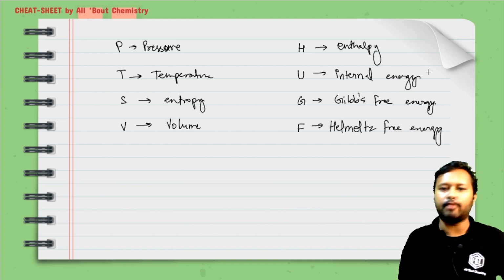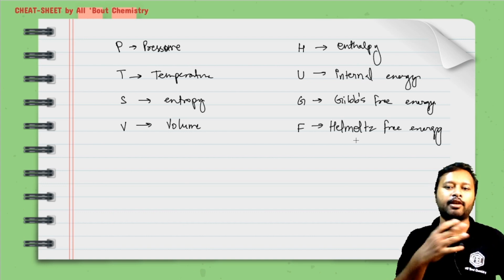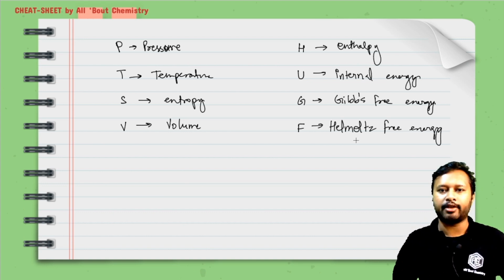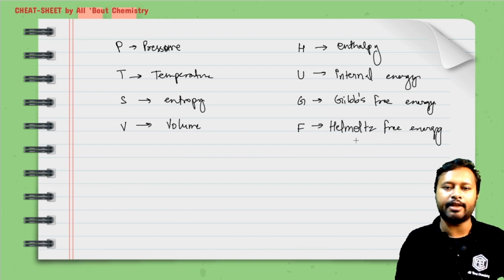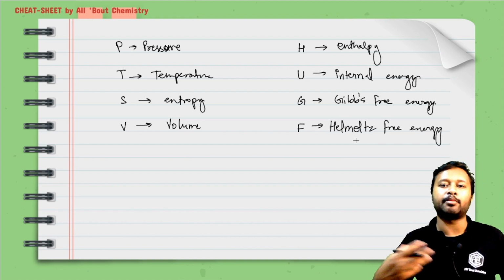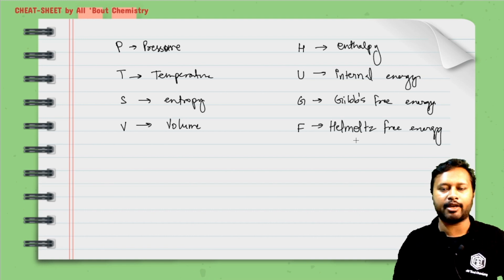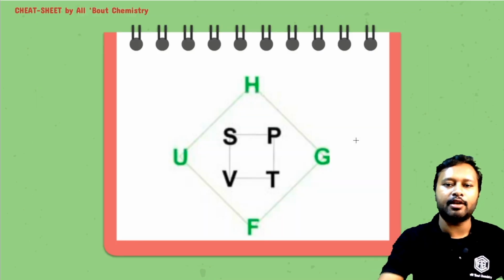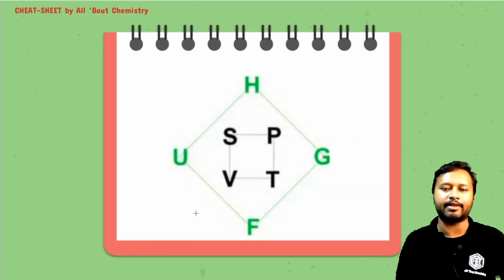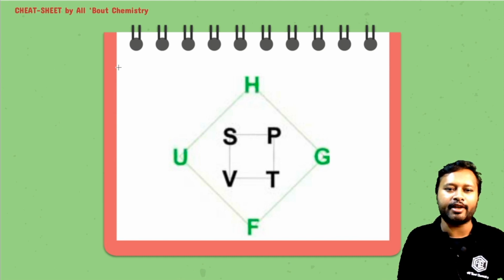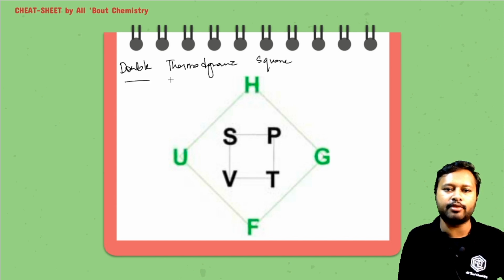Once you have understood what these terms denote, what you will need is an extended, or you can say double, thermodynamic square. That's what I call it, you can call it anything. This is how it looks. It is basically a square inside a square, and we call it a double thermodynamic square. Now how to use this square?